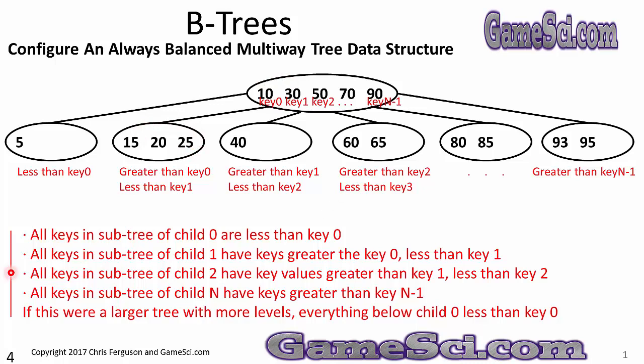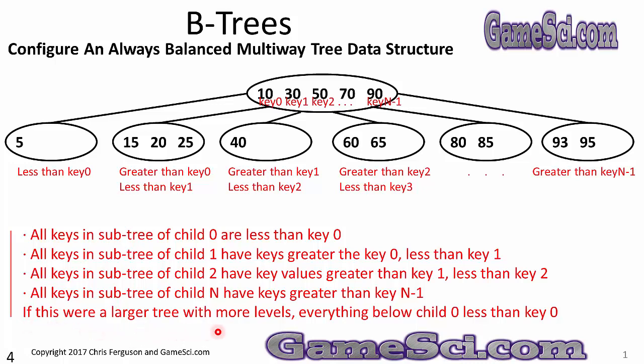All the keys in the subtree of child 2 have key values greater than key 1, but less than key 2. This is child 2. It contains a 40. It is greater than 30, but less than 50. All the keys in the subtree of child n have keys greater than the key n minus 1. Key n minus 1 is the value 90. The right child contains values 93 and 95, which are greater than 90.